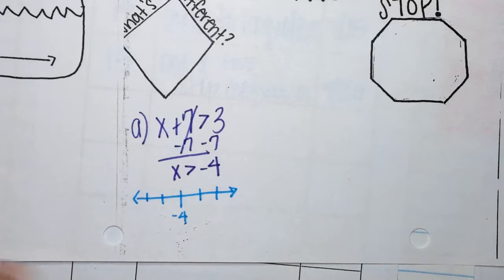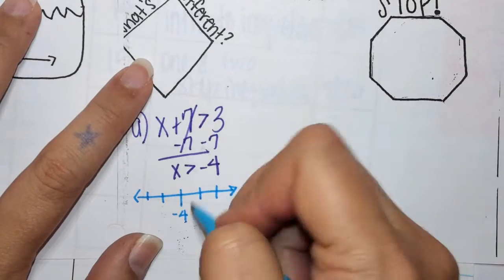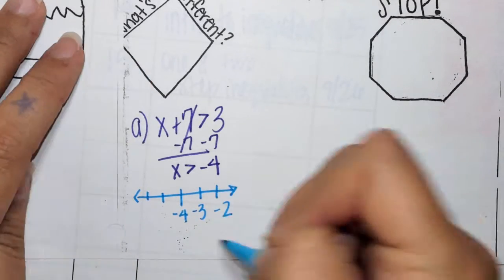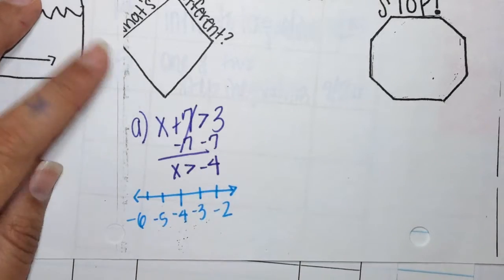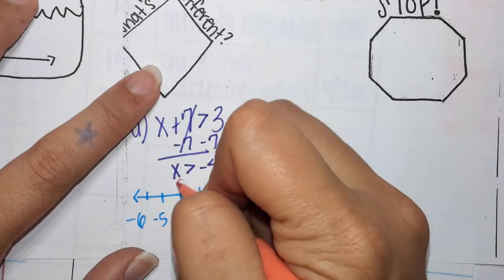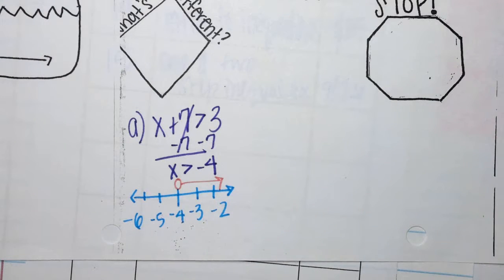All right, so are we going to have an open or a closed circle? Wait, I got to finish my number line, don't I? All right, so what goes to the right of negative 4? Take a point. What goes to the left of negative 4? Take a point. Am I going to use an open or a closed circle? Am I going to shade to the left or to the right? Now I'm done. Look at us go. Easy peasy.